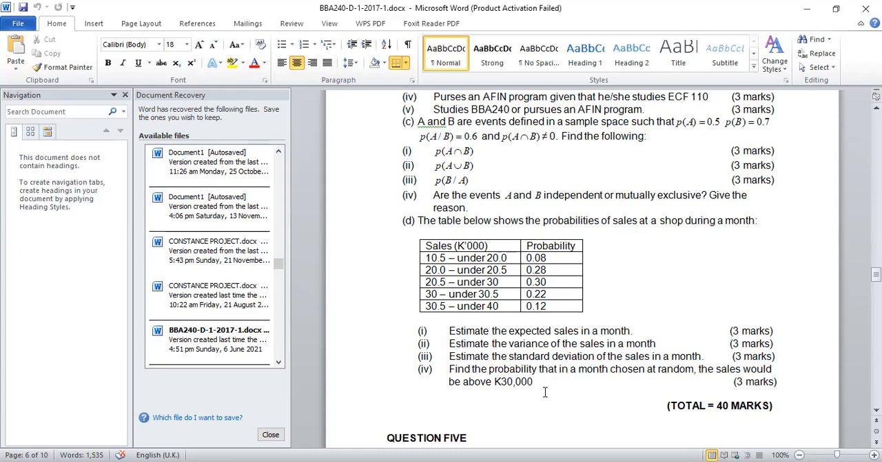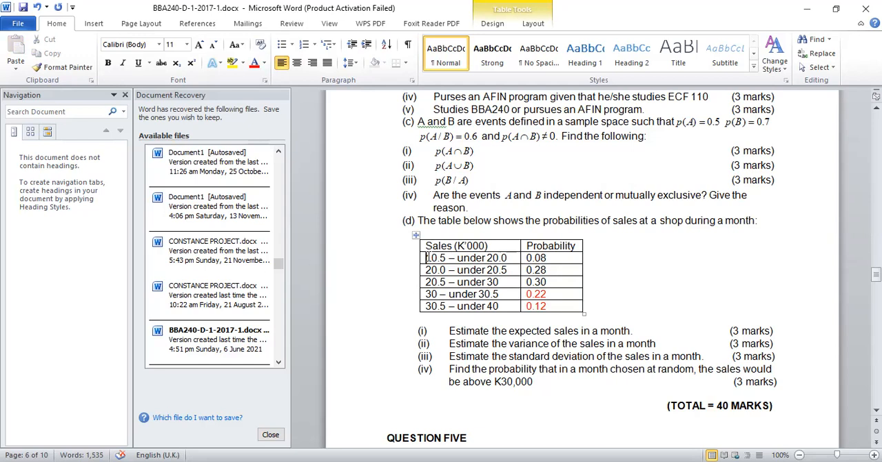What's the probability that the sales will be above 30,000? What are we looking for? Probability above 30,000, isn't it 0.22 and 0.12? Yes. All right. That is the sum. Then these are in thousands. This is like 10,000, 15,000, and 20,000.